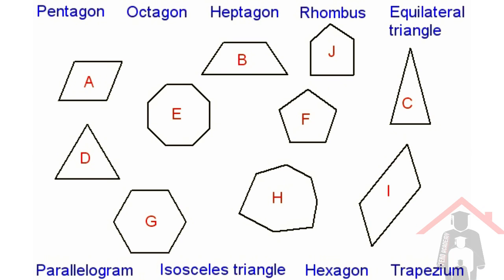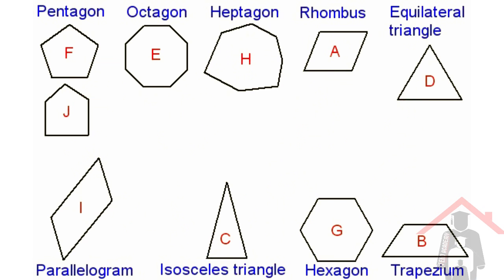Here's a question for you. You have to match up the shapes to the names. Some of the names may have more than one shape. Press pause and try it. When you're ready for the answers, press play. Here are the answers. These 2 shapes are both pentagons. This one is regular and this one is irregular.